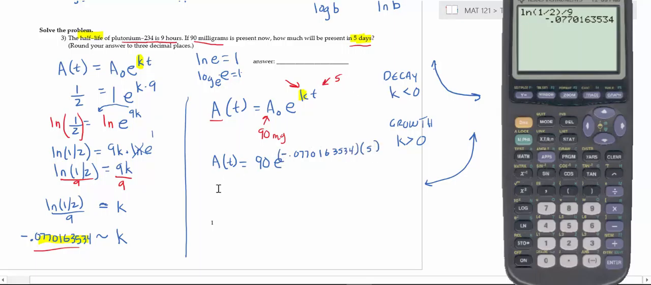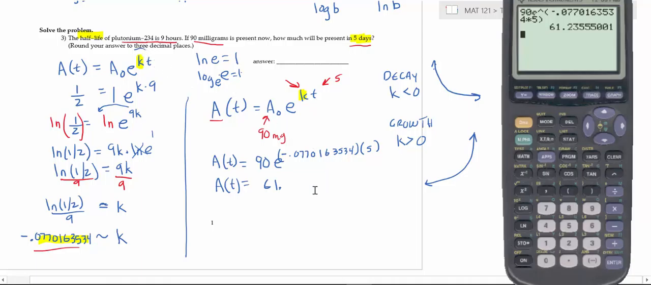Basically we're just going to do this in one step on the calculator, and then we'll have an answer to the problem. So watch how I do this on the calculator. I'm going to put 90. I want e to the x to come out. e is above ln, so I can go second ln. E to a power comes out, then you're going to put in negative 0.0770163534 times 5, and you want to get that whole entire exponent in a set of parentheses, then that will give you the amount.